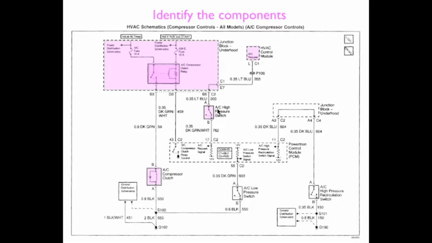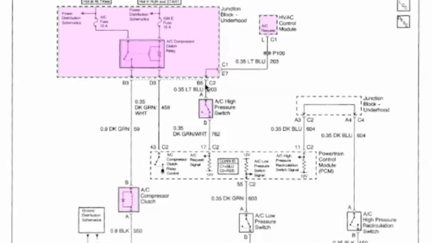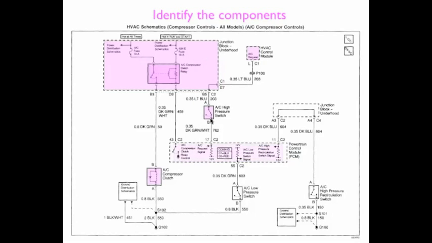We have our AC high pressure switch. Now notice that this pressure switch is closed, so it is normally closed. Anything that comes to it will pass through it because the switch is closed. And we have the PCM, which is going to do the control. We also have the AC low pressure switch. Notice that this switch is also closed at rest, so that anything that comes to it will pass through it.